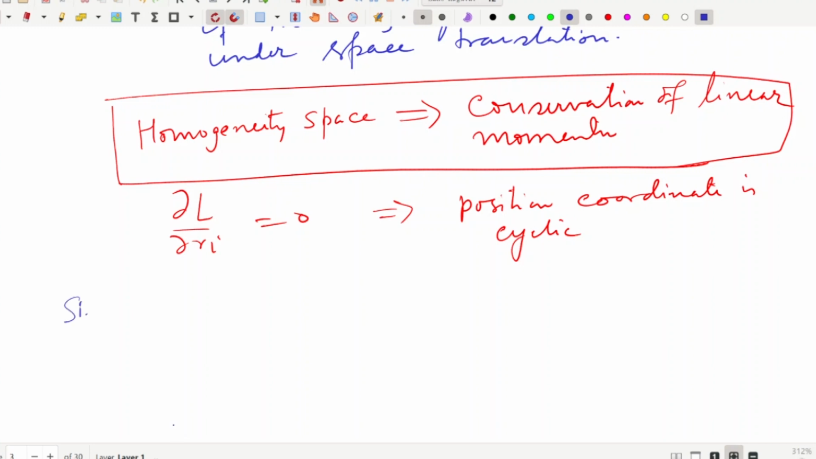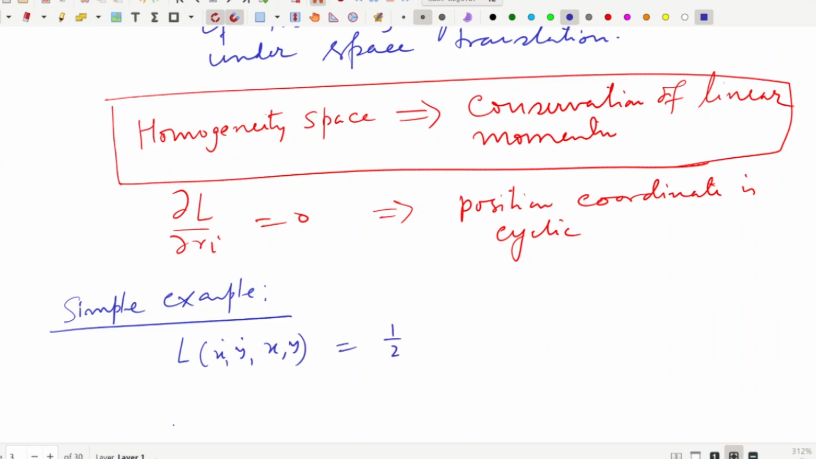So, let us consider a very simple example, and I want to illustrate that this result holds even partially. So, a simple example: let us consider a two dimensional Lagrangian of x dot, y dot, x and y, like this, half m times x dot square plus y dot square, minus say half k x square. Suppose this is your Lagrangian.